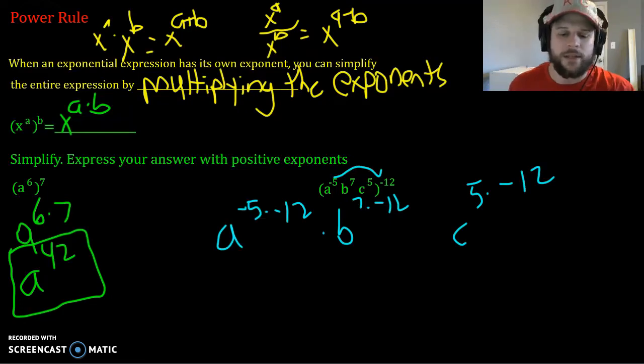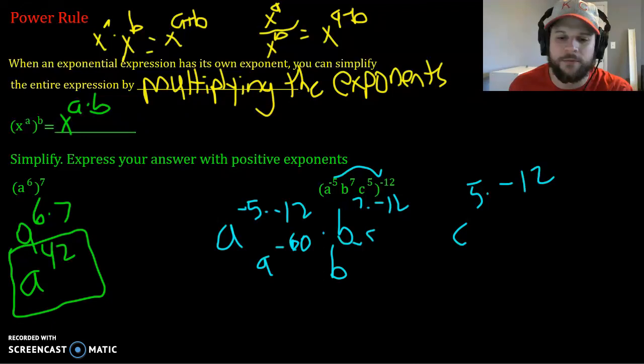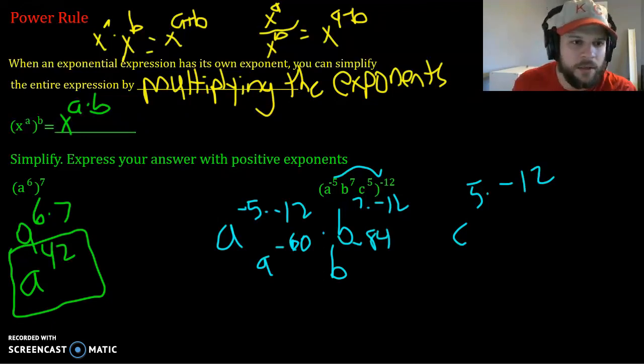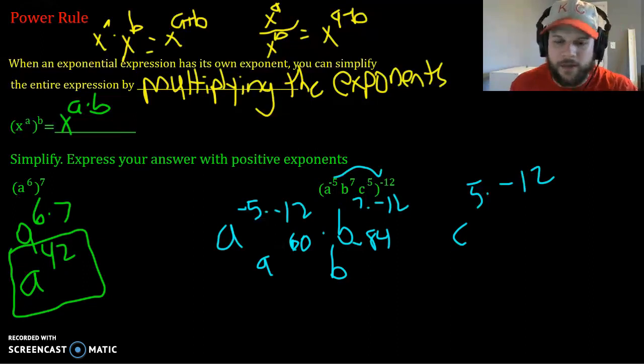So we're going to multiply these things together. Negative 5 times negative 12 gives us a positive 60. B to the 7 times negative 12 is b to the negative 84. That is a negative because it's positive times negative, and the c is also going to be a negative because it's a positive 5 times a negative 12, which is a negative 60.